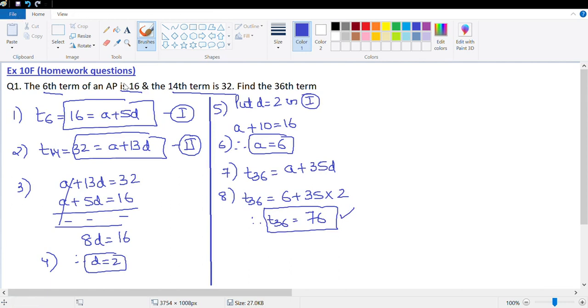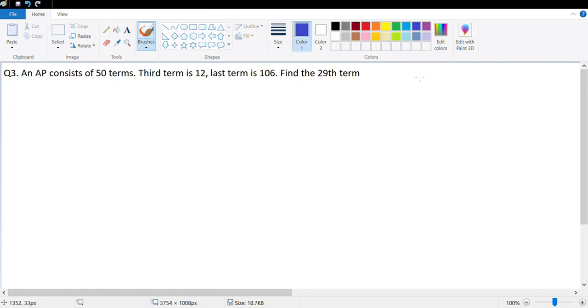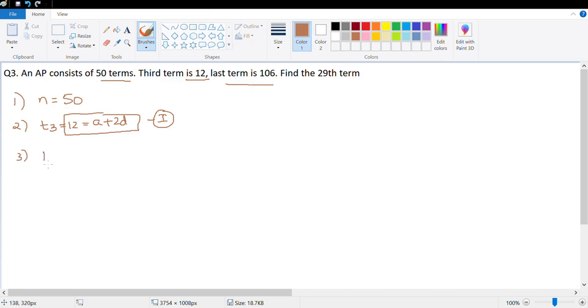The next homework question which we had was question number 3. It says an AP consists of 50 terms. So the number of terms is equal to 50. The third term is 12. So T3 is equal to 12, which is equal to A plus 2D. That's correct. And this is my first equation. The last term, which is basically the 50th term.